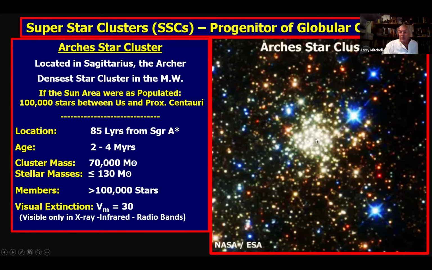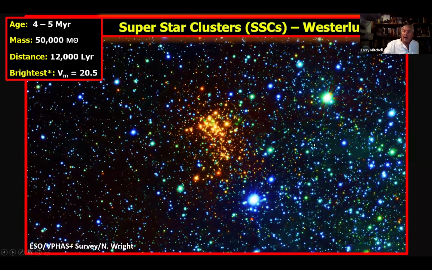But there's 100,000 stars packed into a very small amount of space. And again, the visual extinction is about 30 magnitudes because of its location in our Milky Way galaxy. Another superstar cluster is Westerlund 1. This is in the southern hemisphere, in the southern constellation of Ara. And this is an open cluster that is actively forming a globular cluster. Its age is also very young, only 4 to 5 million years, has a mass of 50,000 solar masses, and it's very faint. Its brightest star is 20.5 magnitude.